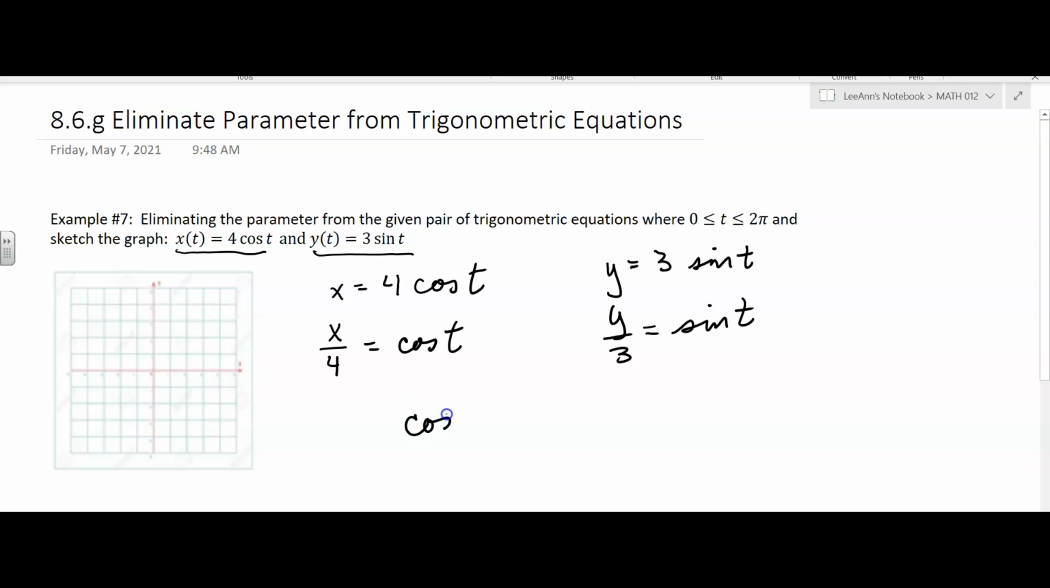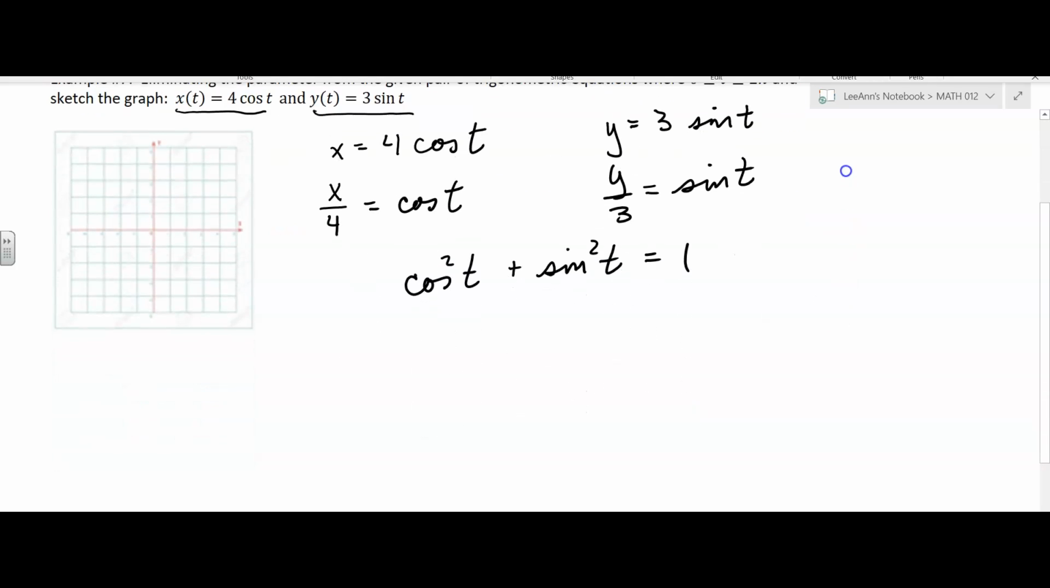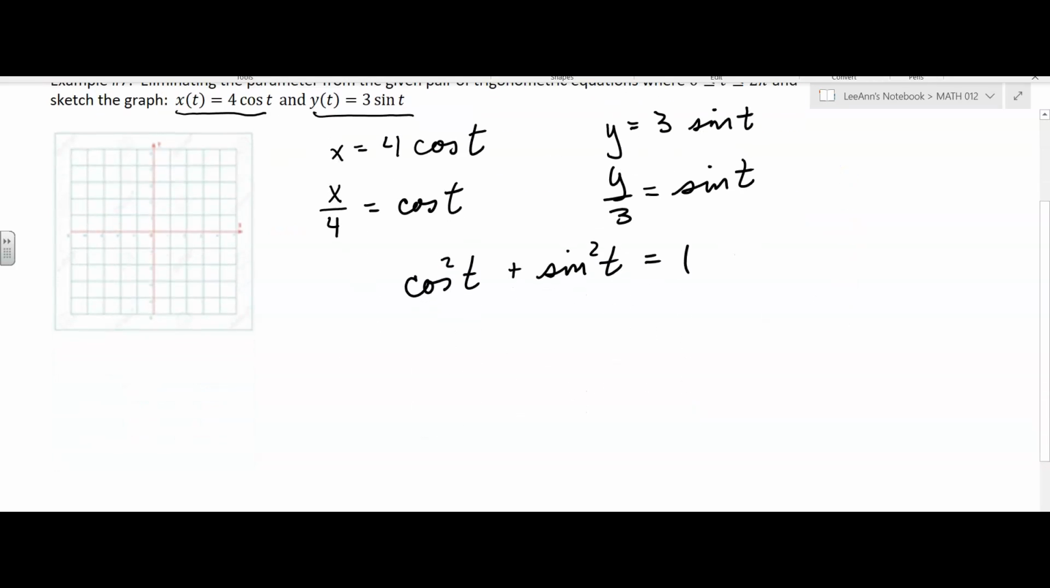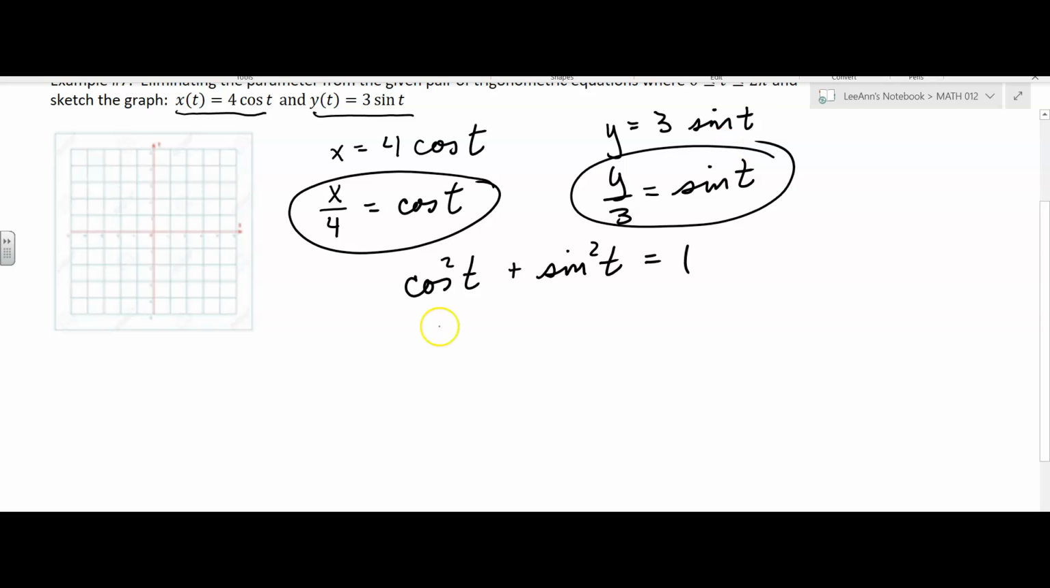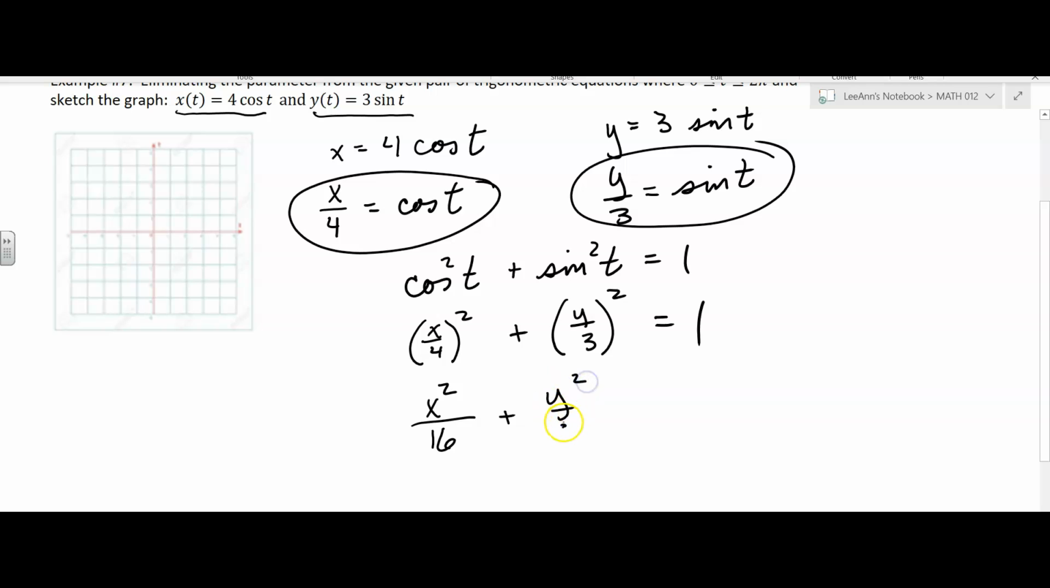And then what we're going to use is an identity. So we know that cosine squared t plus sine squared t is equal to 1. Now, I did write the cosine squared first, but you'll see why in a minute. So when we plug in what we have for cosine and sine, it's going to look like this. X over 4 squared plus y over 3 squared equals 1. Now, I'm going to write it like this. X squared over 16 plus y squared over 9 equals 1. That is the standard form for an ellipse, okay?